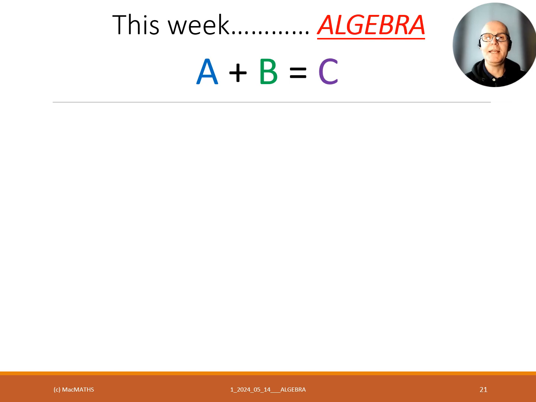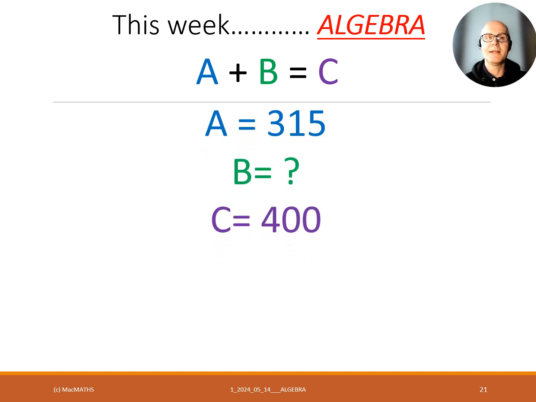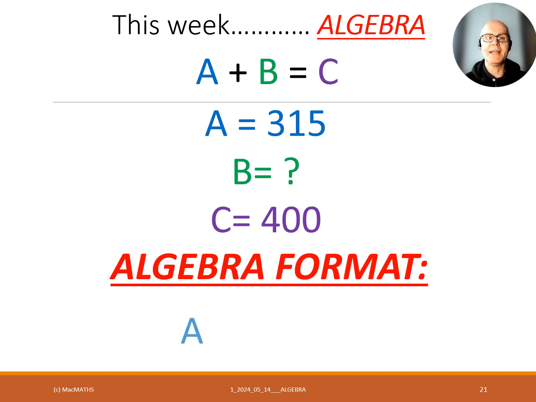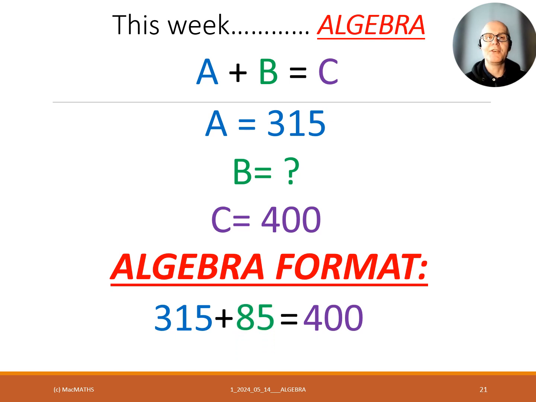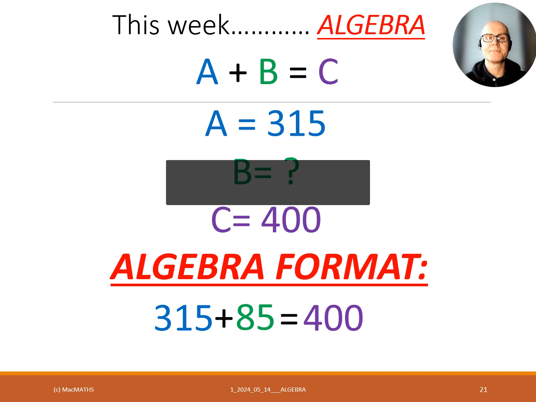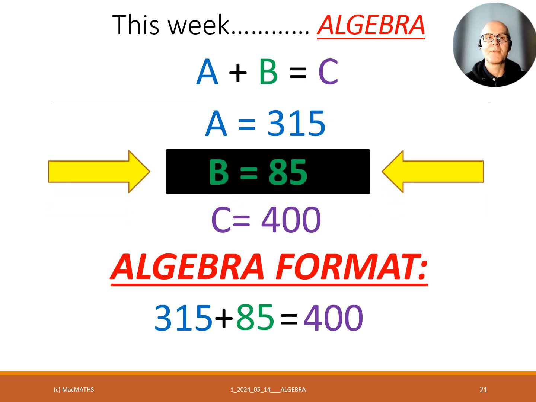A plus B equals C. Exact same values again, just to reiterate that you don't have to use X, Y and Z. These exact same values work for A, B and C. Exact same answer as the previous time. 315 plus 85 equals 400. B equals 85.